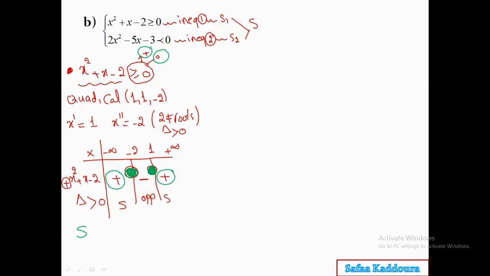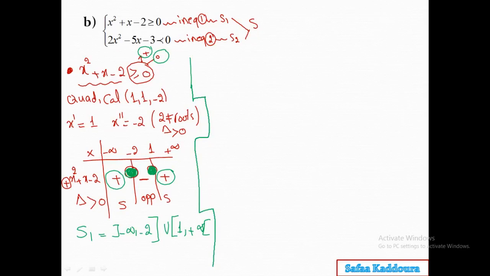So the first solution is from minus infinity to minus 2 included, union from 1 included to plus infinity. And we have said that at minus infinity, plus infinity, and shaded, we always have open intervals. Now I will go to the second inequality.